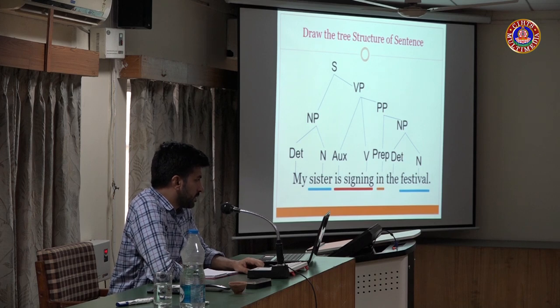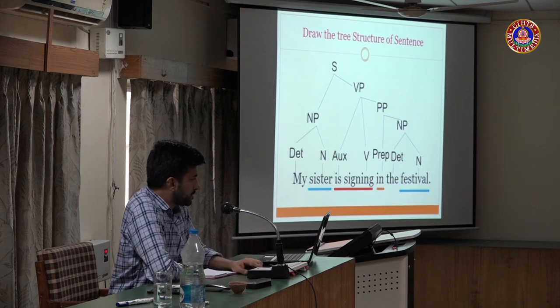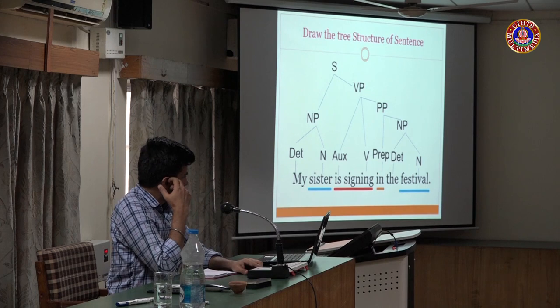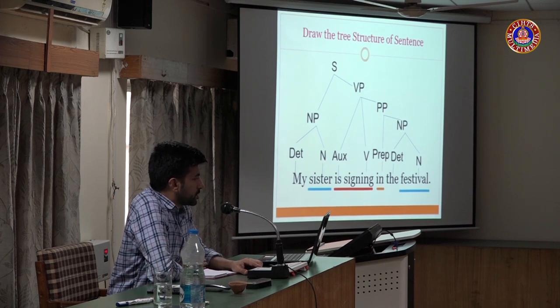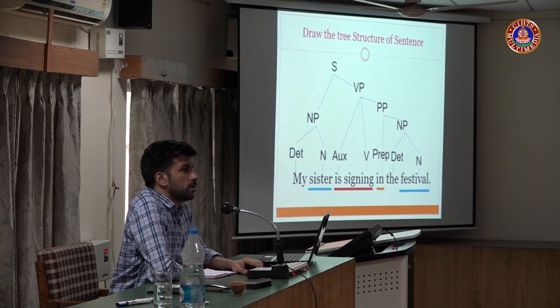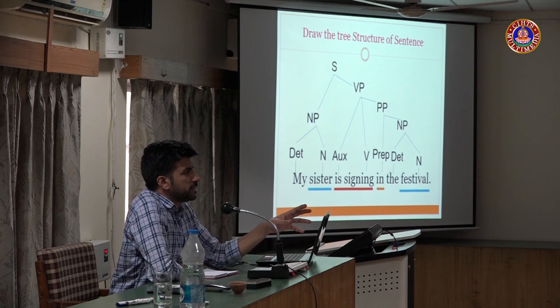One last one maybe, and then we move ahead with some other things. "My sister is singing in the festival." Maybe the spellings are not correct here. So "singing" is the verb, "is" is the auxiliary, "my sister" is the noun phrase, "the festival" is the noun phrase, and "in the festival" is the prepositional phrase.